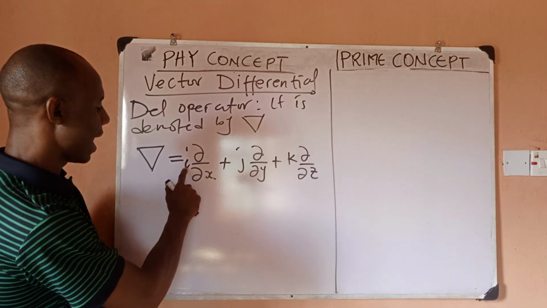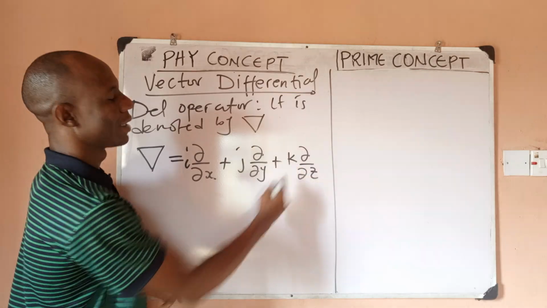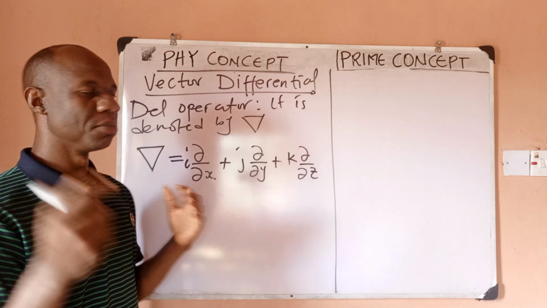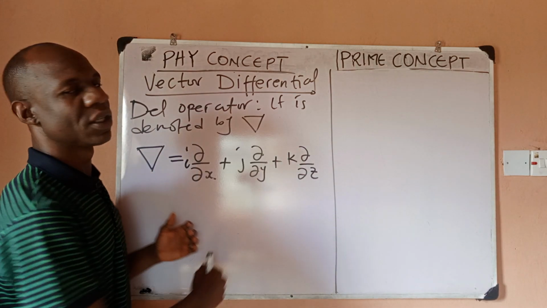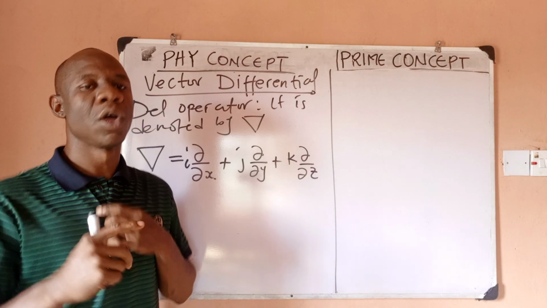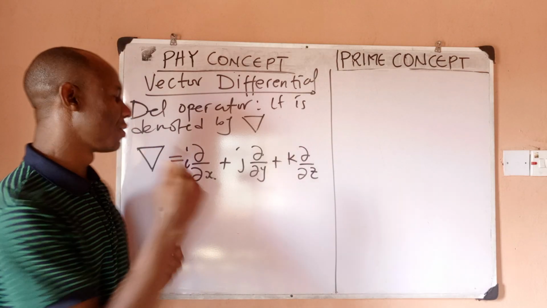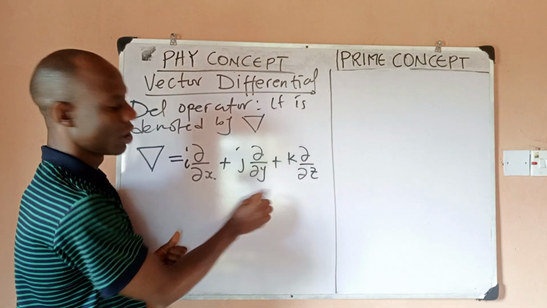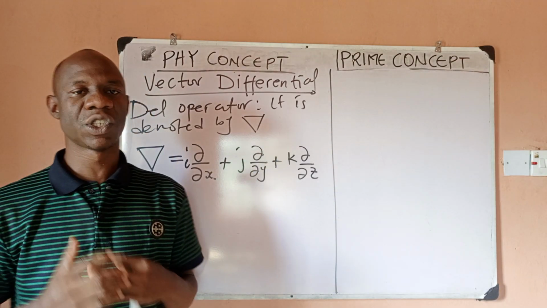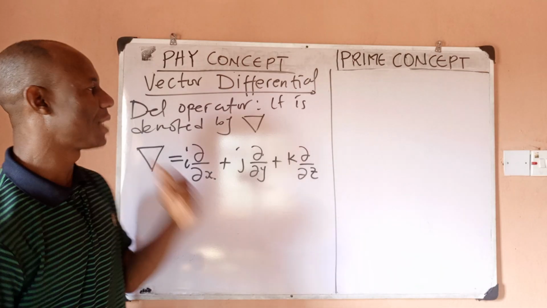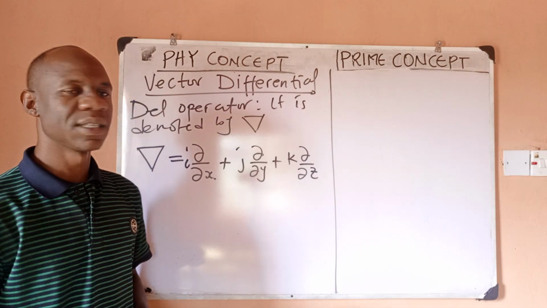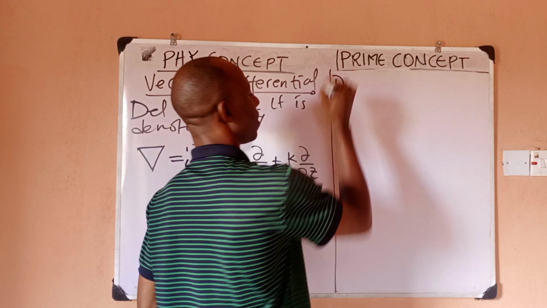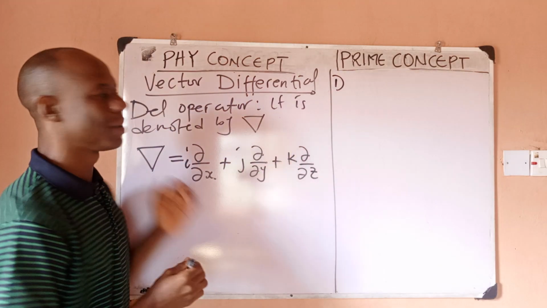So you can see where i, j, and k are unit vectors that give us the direction. So it means that the del operator is actually a vector operator because at the end it gives us direction, and then this tells us the rate of change, and then it gives us the direction in which those quantities are facing when they are changing. Then very quickly we want to look at number one, where the del operator can be applied.